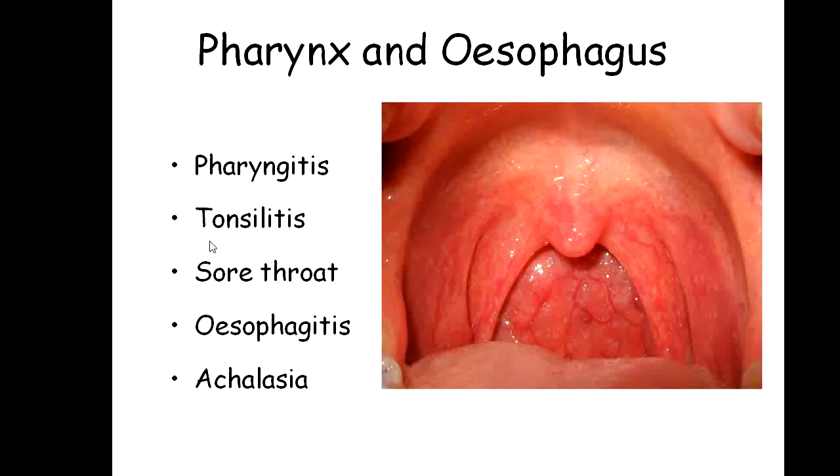The lymph nodes which are present inside the throat, which are called tonsils, these get inflamed due to bacterial infection or due to viral infection. These tonsils get swollen, that's called tonsillitis.